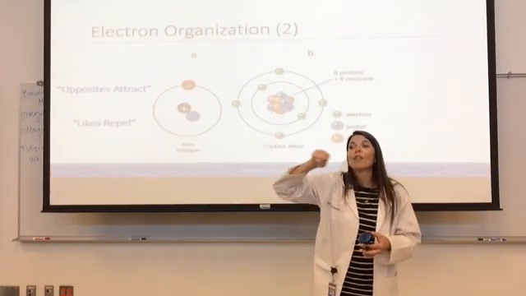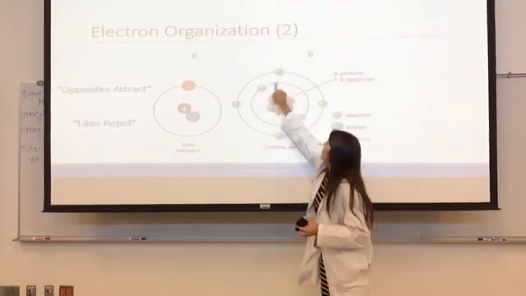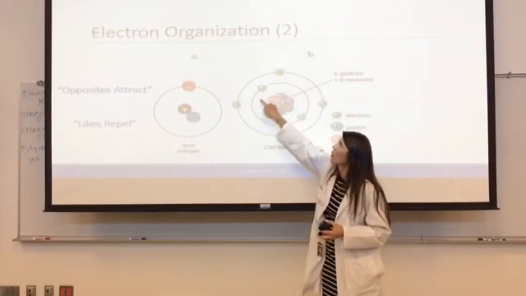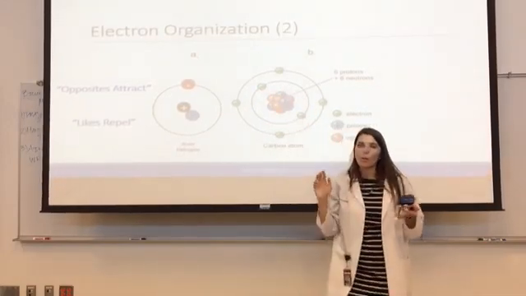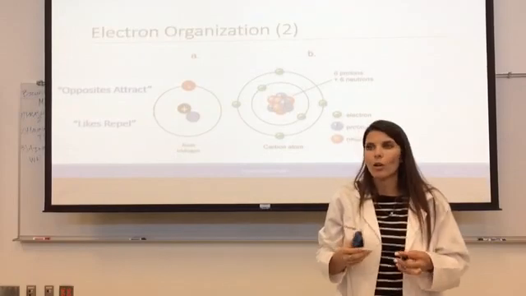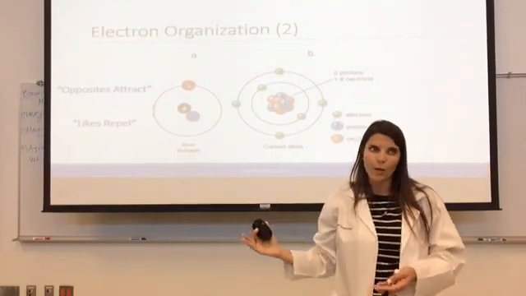But within each of the orbits, these electrons will repel each other because they're both negatively charged, so they'll try to get as far away from each other as possible.